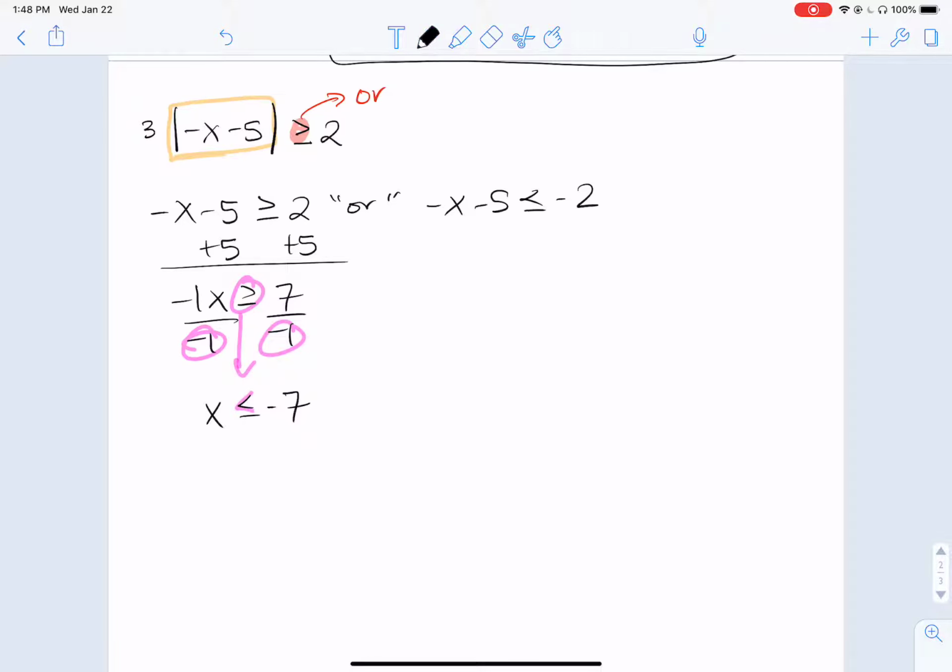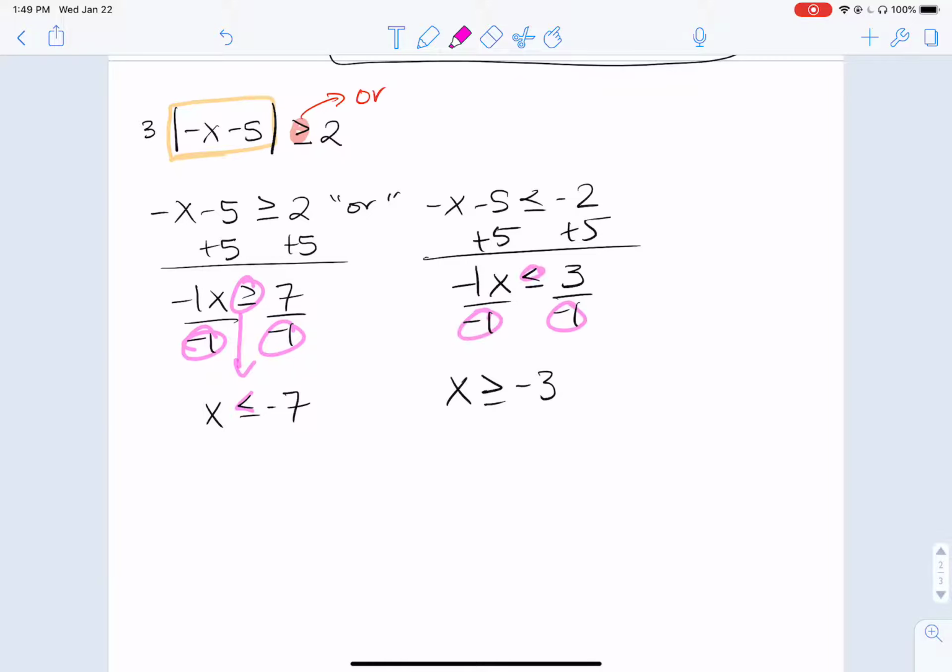Now for the next one, we add 5 to both sides, and again, because it's a negative this time, we're not going to get negative 7. We end up with positive 3. We divide by negative 1, and x is now greater than or equal to negative 3. Again, notice that because we're dividing by a negative, this inequality flipped. It now changes to the opposite direction.